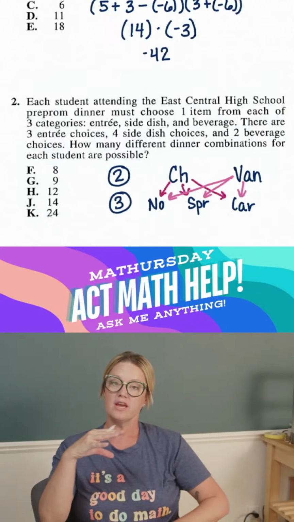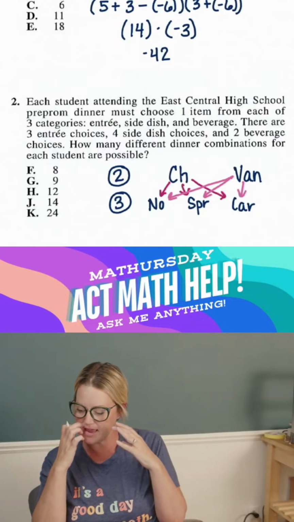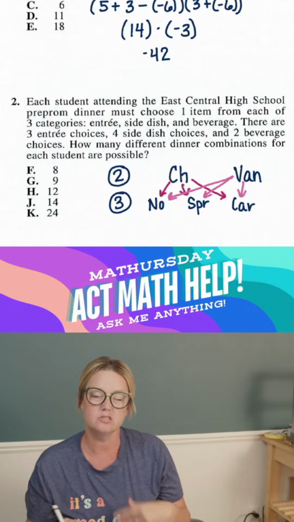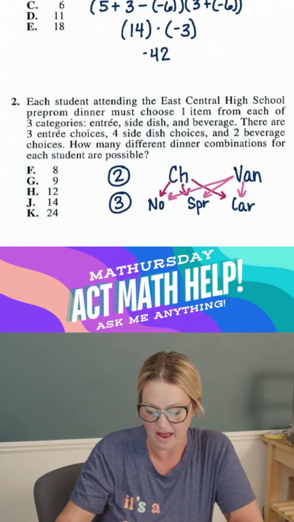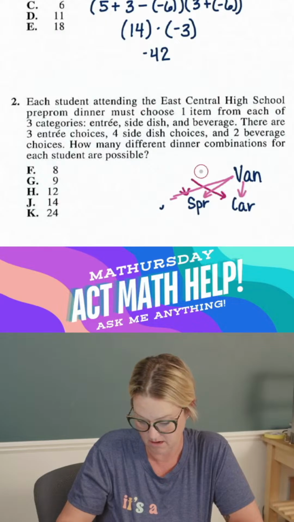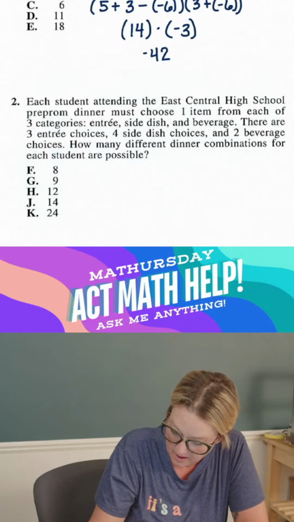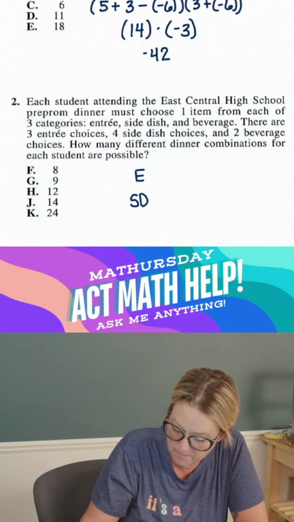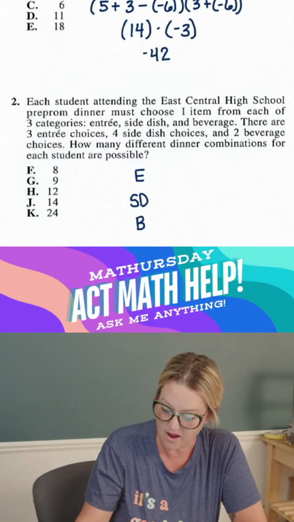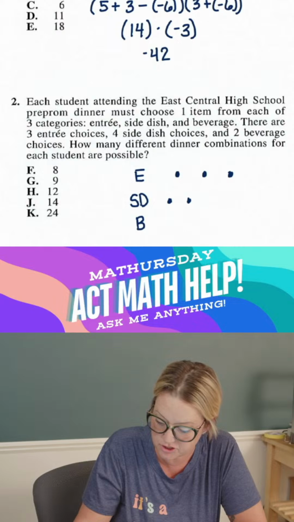So what I do is I look at how many different choices I have for each category, or each level of choice that I'm making, and I multiply them together. This is called the fundamental counting principle. So using that idea, if we go back to this problem, we've got an entree, a side dish, and a beverage. They have 3 entree choices, 4 side dish choices, and 2 beverage choices.